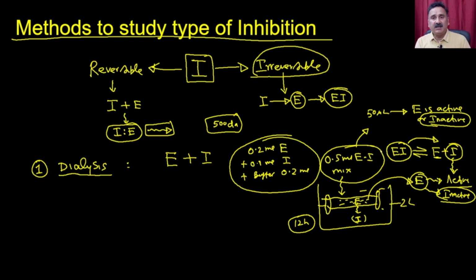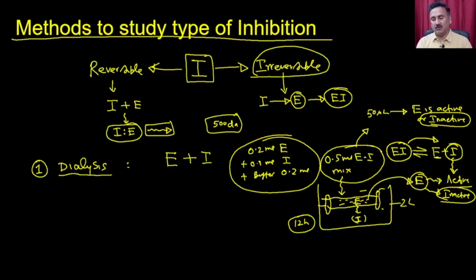It is being mediated by irreversible forces such as covalent bonds and those kinds of things. So in that case, the inhibitor will not get dissociated from the enzyme, and that's how you can know this. So one method is dialysis. The second is a similar method, but more refined: gel filtration.